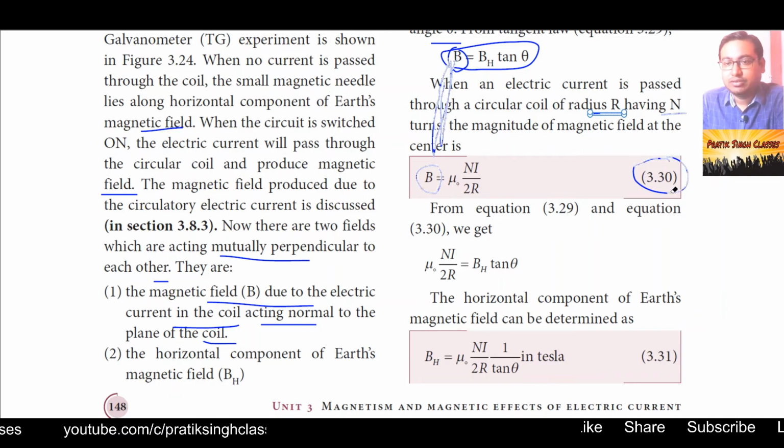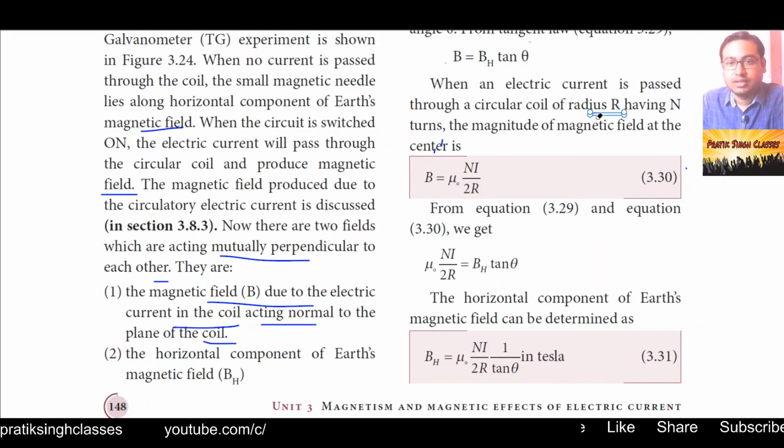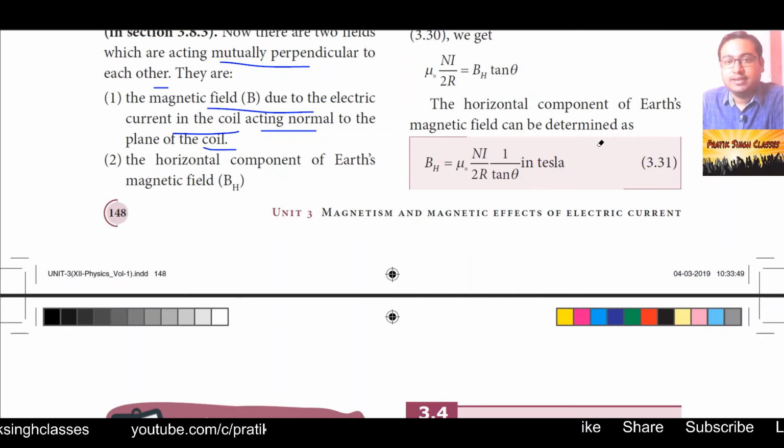Let me erase all these things because it became a lot dirty, it doesn't look good. Just a moment. Okay, now nice. Fine. So in that situation we can write that the horizontal component of Earth's magnetic field can be determined as BH is equal to mu naught N i by 2R into 1 by tan theta, and here the unit is Tesla.